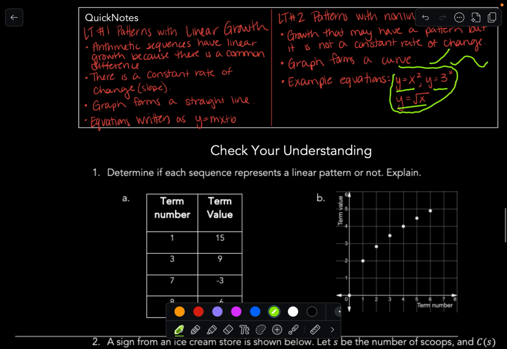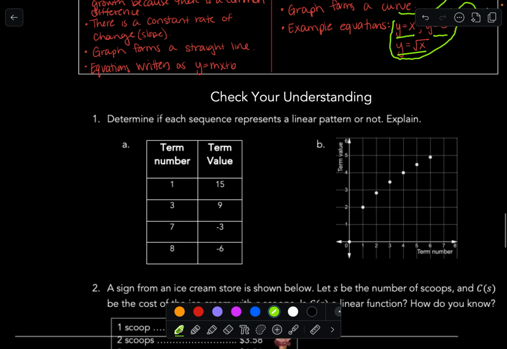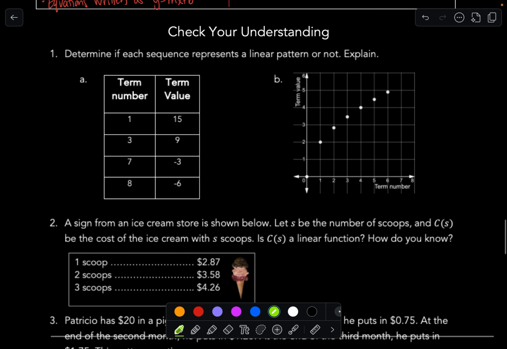All right, class, this is Mr. Eggleston, and this is the Check Your Understanding, the CYU for lesson 6.1. So the first question, determine if each sequence represents a linear pattern or not.